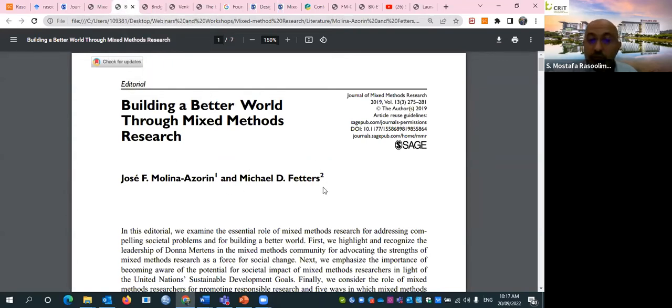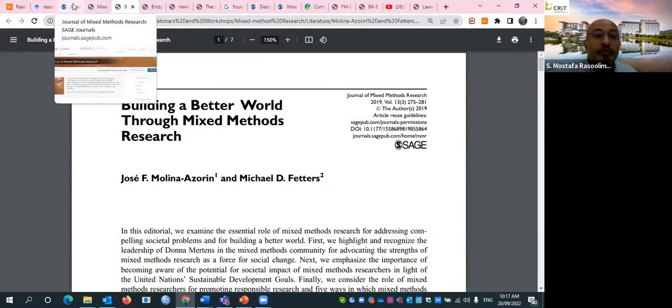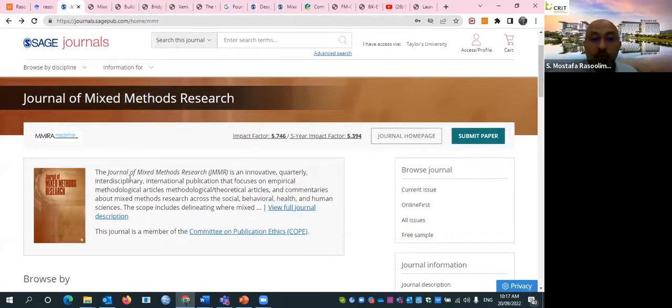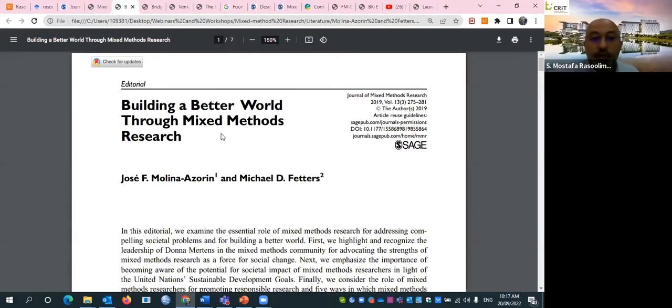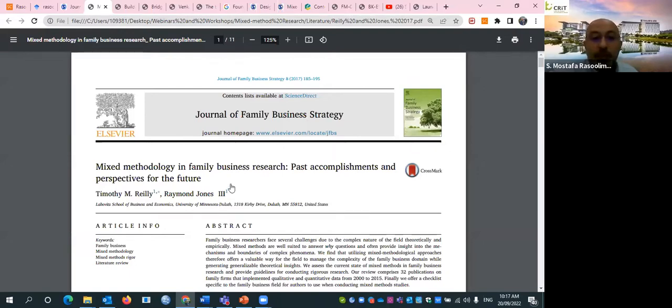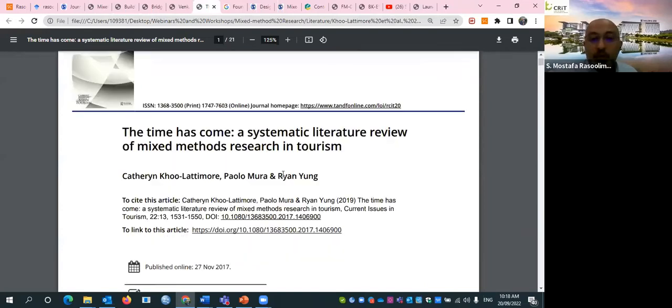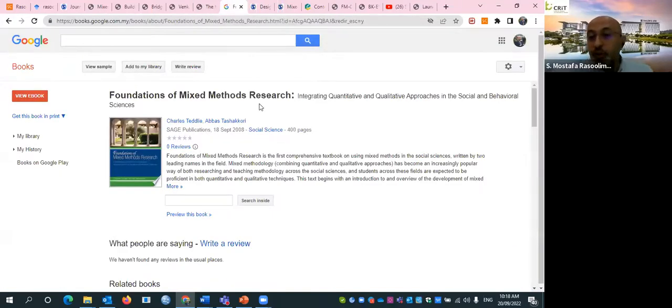Also, there are many other articles. For example, these two persons are now co-editors of the Journal of Mixed Methods Research. This article was written by them: Building a Better World through Mixed Methods Research. This is another paper, in family business, and this is another paper in tourism that provides a systematic review of mixed method research in tourism. So you can find several books and a lot of articles related to mixed method research if you are interested in this methodological choice. I say methodological choice because, let me share my slide.